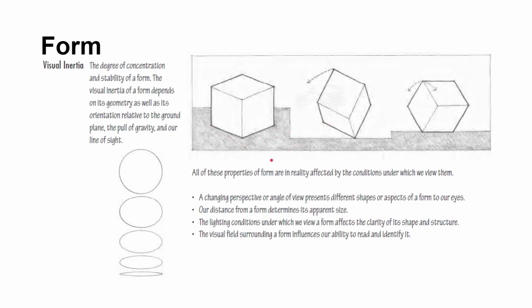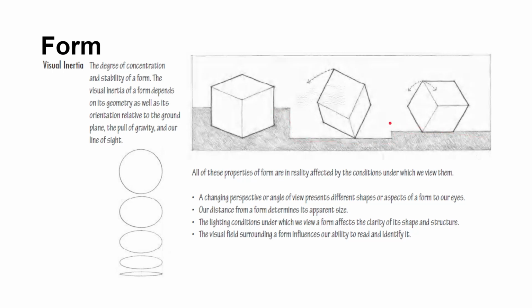All of the properties of form are in reality affected by conditions under which we view them. So when we talk about visual inertia, it depends on the perception of the viewer. In the second, this could be a form that is rolling over, so there is a disposition as to the positioning or orientation of the object. Maybe we can perceive this as the cube rolling over to different shapes or planes or different levels and planes. As you can see, this is a different level, and a level, and a different level.